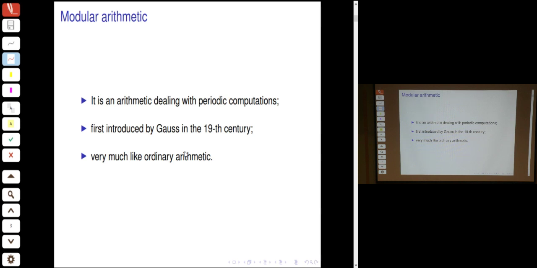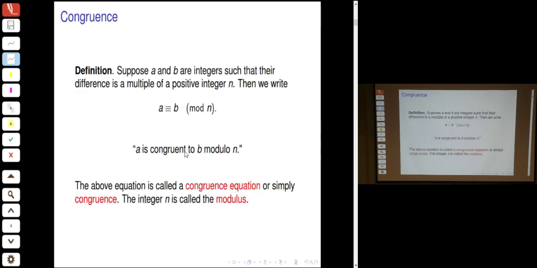And modular arithmetic, although the name modular is there, is actually very similar to ordinary arithmetic. So, let us see what it is. Modular arithmetic revolves around the concept of congruence. Usual arithmetic revolves around the concept of equality, right. So, it is very important to understand when 2 numbers are equal. Similarly, in modular arithmetic, equality is replaced by congruence.